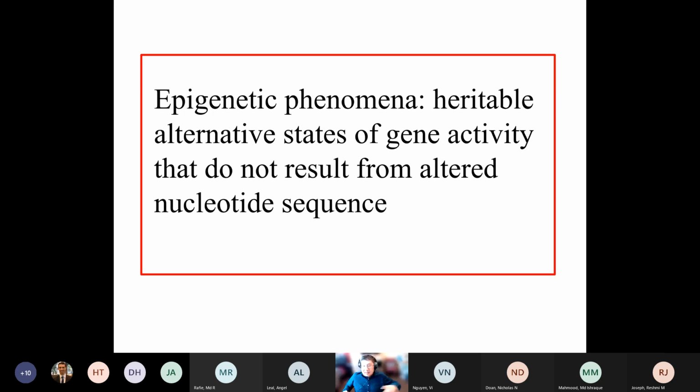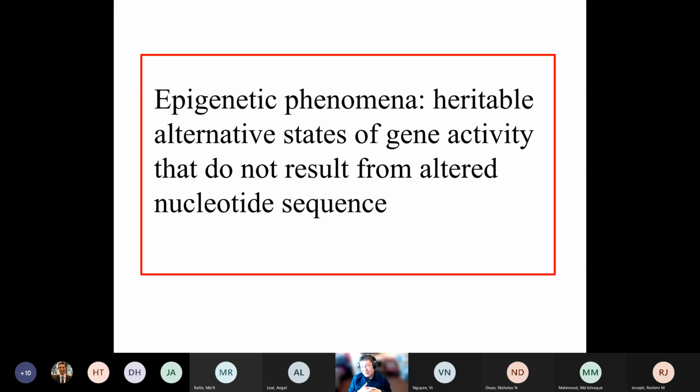So on this slide I give you the definition. What is epigenetics, or what is the phenomenon of epigenetics? I read: epigenetics is heritable alternative states of gene activity that do not result from altered nucleotide sequence. So this definition has three important points. One, epigenetics is heritable.